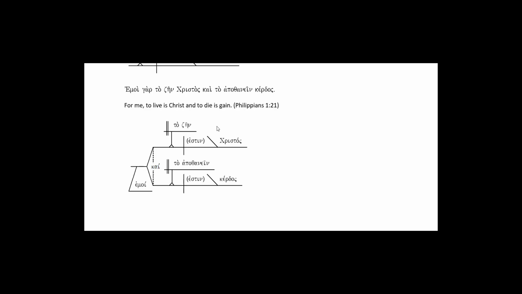So here's a famous infinitive clause in Philippians 1. For me to live is Christ, and to die is gain. So here's the infinitive zein, to live. That's the subject of the implied being verb estin, so that's why we put it in parentheses. It's not actually in the text, but it's implied. To live is Christos.